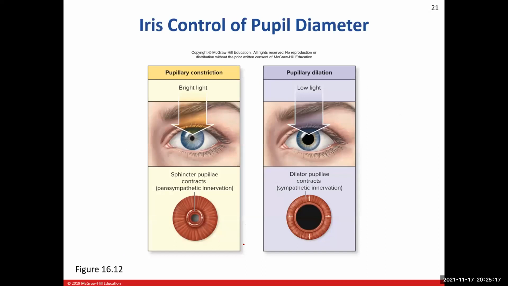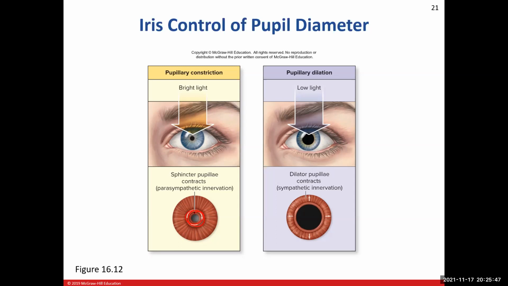So our pupillary constriction, when we shine bright light, you notice that the pupil gets smaller, and that's because we're stimulating the parasympathetic division of our autonomic nervous system, right, to affect the sphincter pupillae muscle. And so again, anytime you have sphincter in the name of something, it's going to make an opening smaller. And that's what you're seeing here. All those muscle fibers are contracting to make the pupil smaller.